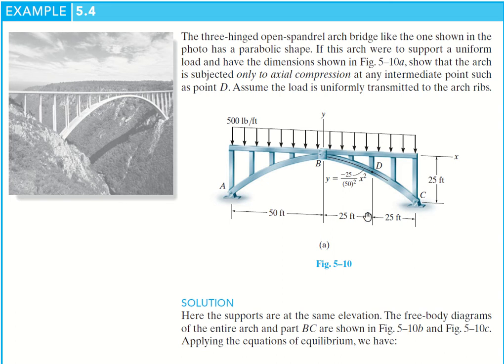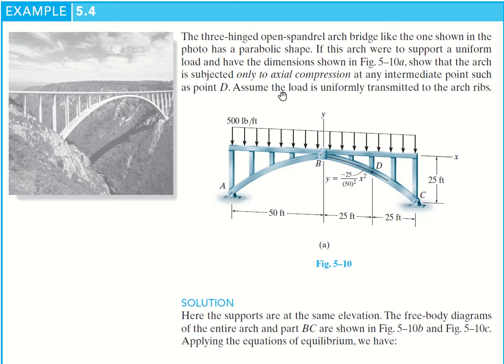The total span is 100 feet, the center distance is 50 feet, which is the crown. A UDL is applied, which is 500 pounds per foot. Show that the arch is subjected only to axial compression at any intermediate point such as point D. So there is a point D which is intermediate between B and C, right in the middle of B and C, that is 25 feet from each of the points.